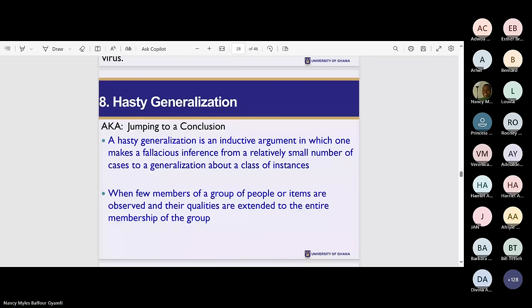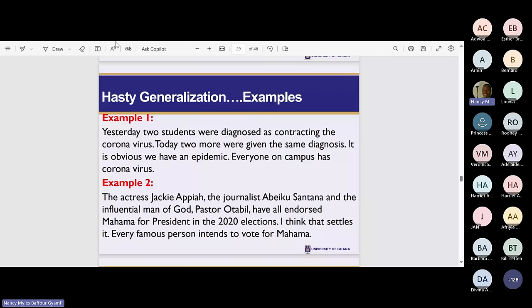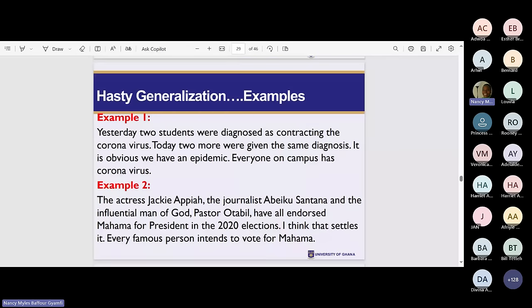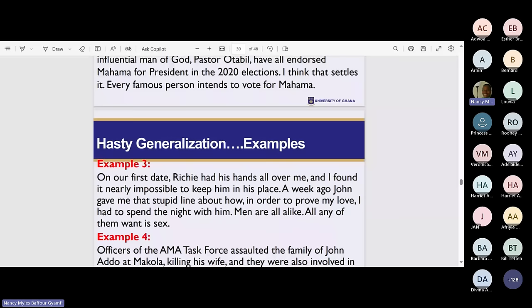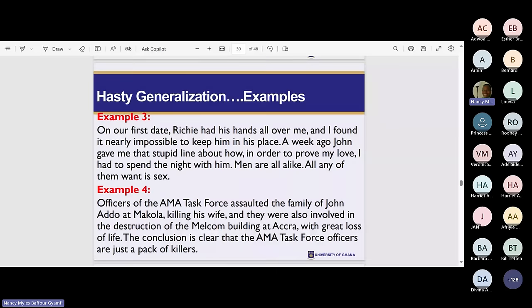I asked someone to be on standby to read for me. So please read. Let me take another one so that we can laugh a little. Example three. I think it was Doreen. So Doreen, please read example three on hasty generalization for us. You are in a hurry to generalize. You are in a haste to generalize.